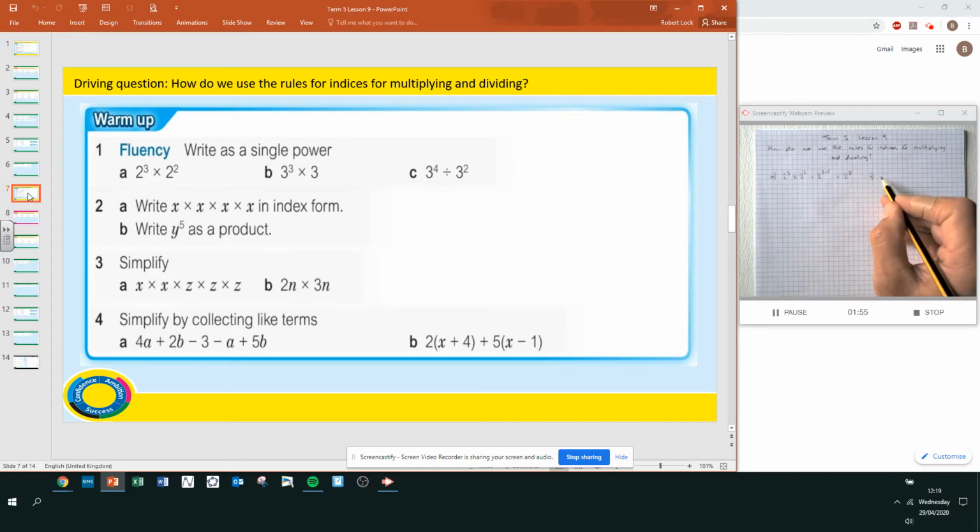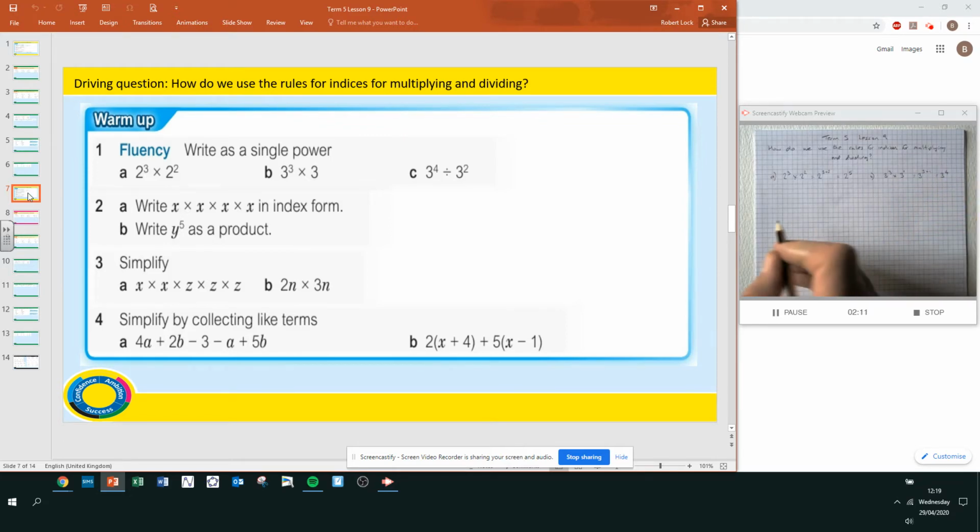B, 3 to the power 3 times 3. 3 on its own is really 3 to the power 1. So we end up here with 3 to the power 3 plus the 1 equals 3 to the power 4.